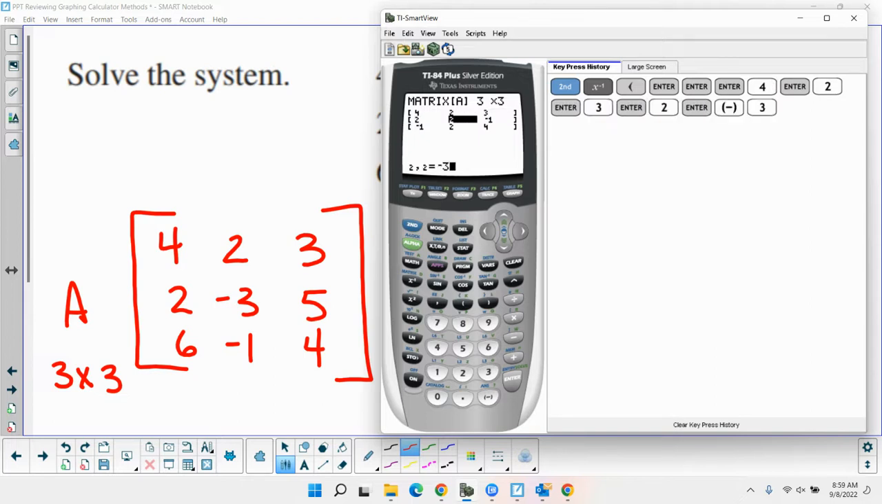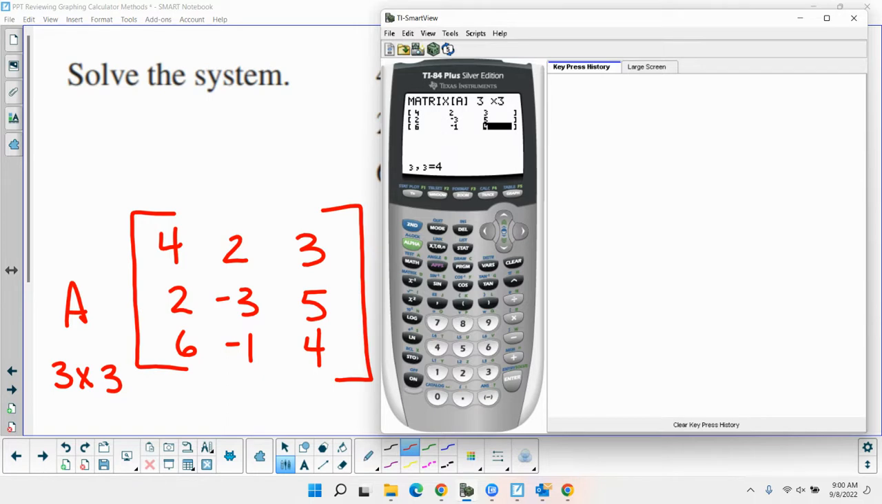Don't forget your negative sign. All right, so just check real quick. 4, 2, 3, 2, negative 3, 5, 6, negative 1, 4. Just make sure you have the right numbers. Again, if you put the wrong numbers in, you're not going to get the right answer. All right, to get out of there, I hit second mode right next to it. That means quit. That pops you out.